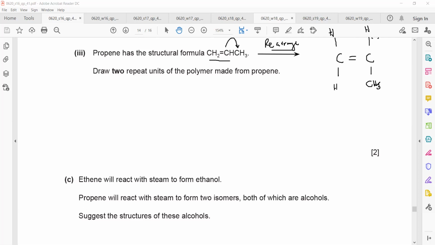Is it clear? I first rearrange the structure. This rearranging does not carry a mark, but in the exam you should first rearrange the monomer so that it appears like the letter H. And then to draw a polymer, we draw the same structure but without a double bond.